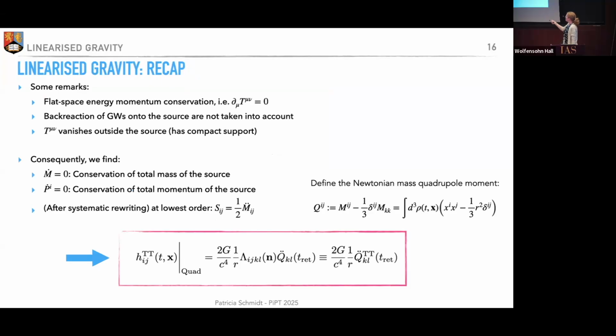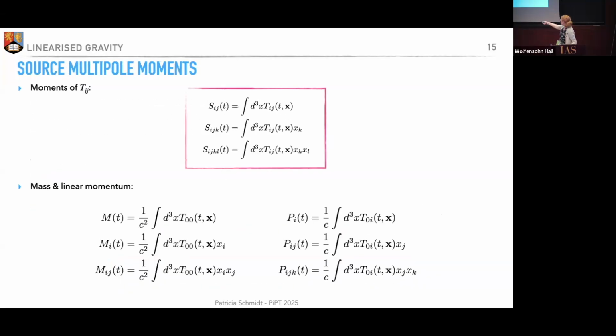And if you work through these general expressions on the previous page, consequently, then you'll find, to hopefully nobody's surprise, that the time derivative, right, of the monopole, so m, is 0, which corresponds to the conservation of the total mass of the source. And the time derivative of your linear momentum vector is also 0, because that is also conserved.